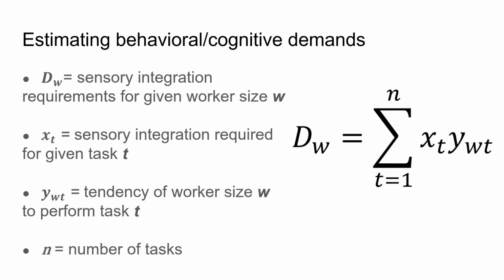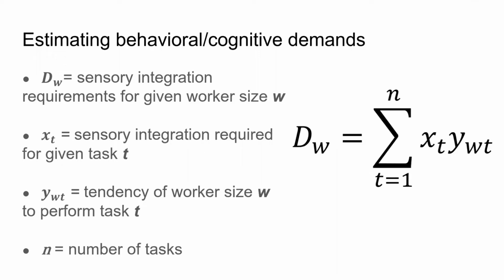Another way of forming hypotheses about brain evolution is to consider the behavioral challenges faced by different organisms based on their sensory environments and cognitive processing requirements. So to do that, we went for a novel approach that takes more specifics into account than the previous models. I came up with this simple formula, which is just multiplying a score of sensory integration demands by a score of task performance frequency, and then adding up those products.